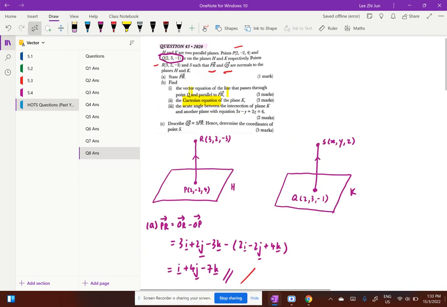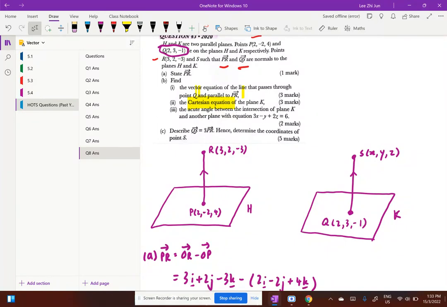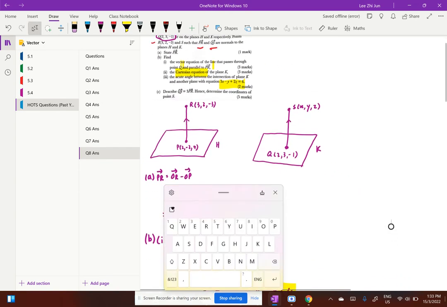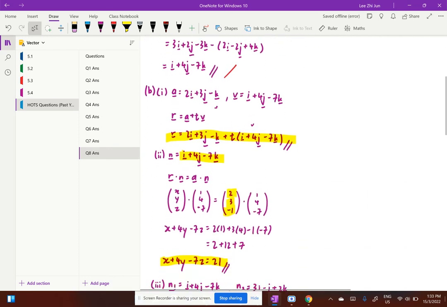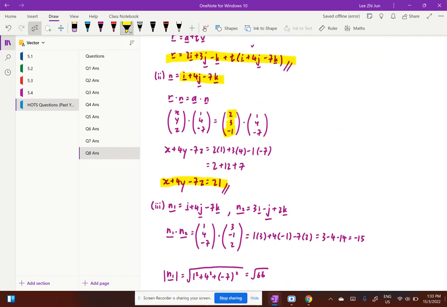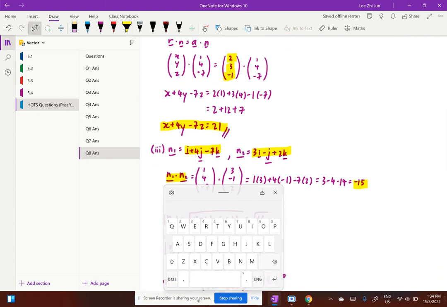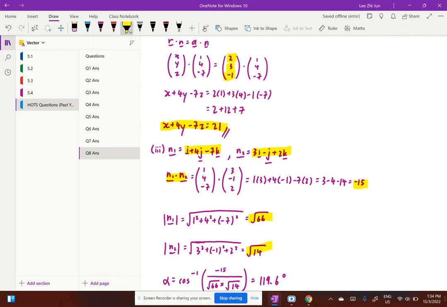Okay, B3, the acute angle between the intersection of plane K and another plane with equation this. So this is to find the angle between two planes. So the normal of plane K is i plus 4j minus 7k. This is the normal of another plane. So I get the dot product negative 15, magnitude root 66 and root 14 respectively.